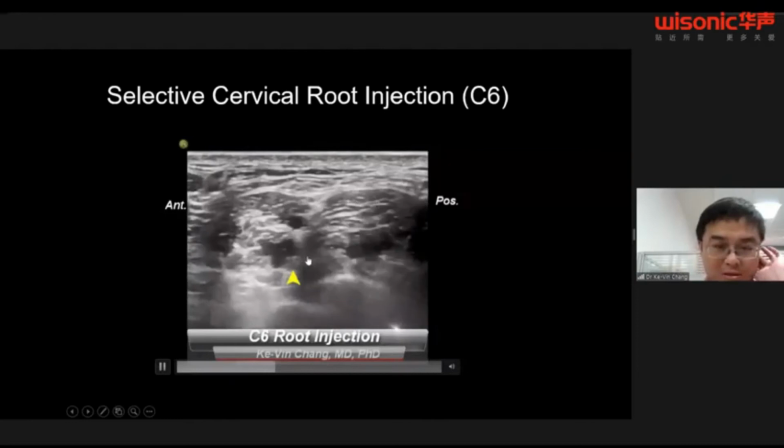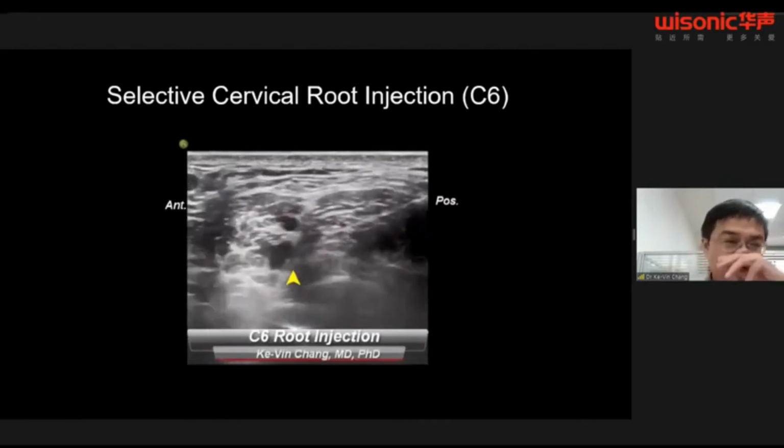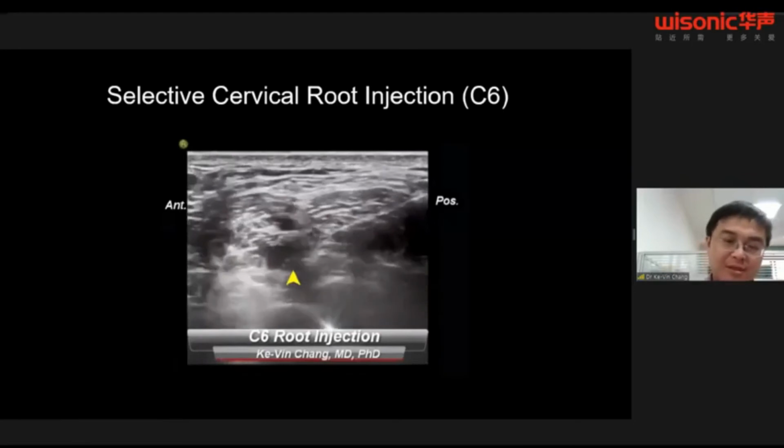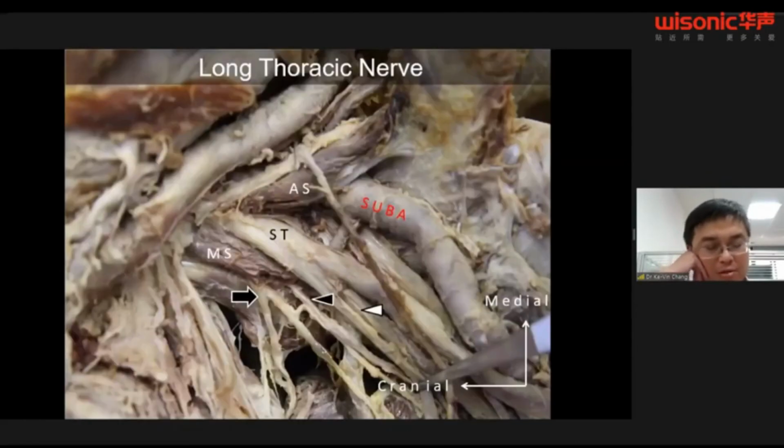So first we let the patient lie on the side and expose the lateral neck of the patient, and then we insert our needle from posterior to anterior, and then once our needle hits the perineurium of the C5, we can start to do the injection. And for the C6, we know the C6 is located deeper than C5. So the technique is relatively more difficult than injection to the C5 nerve root. And this is how we do the injection.